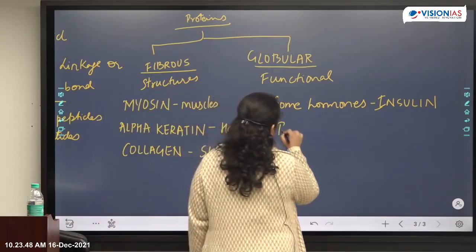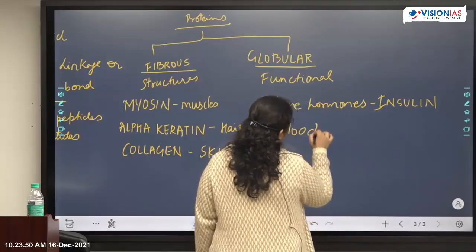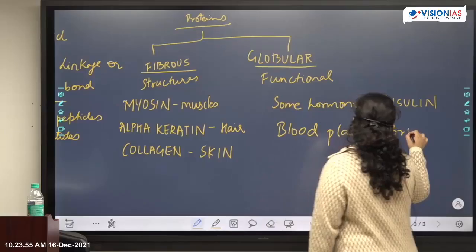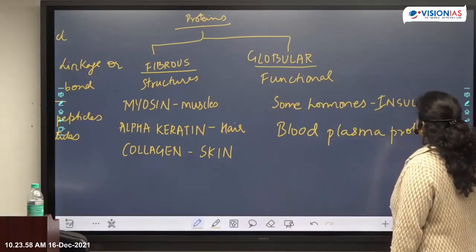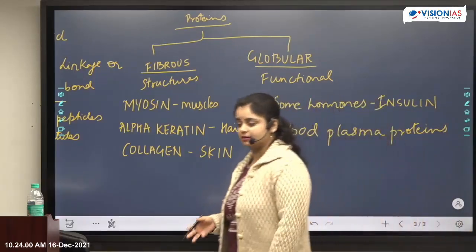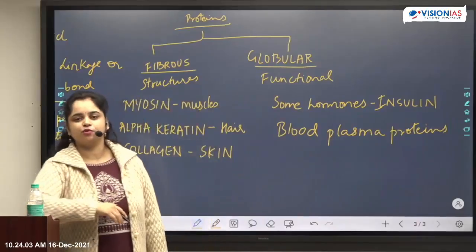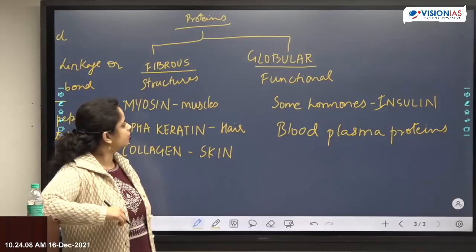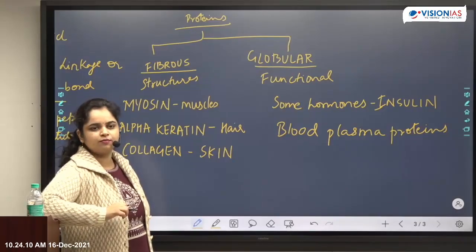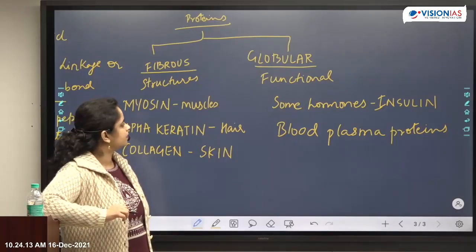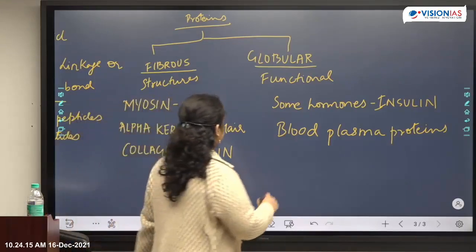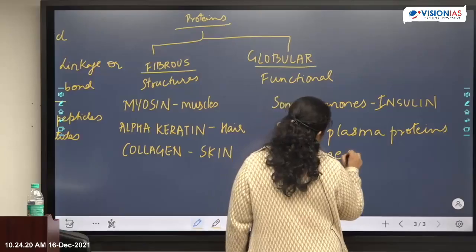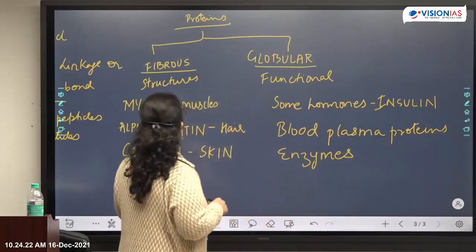The next example which we can take is blood plasma proteins. So there are some proteins which are found in the blood. When we study blood, at that point of time we will see what are their exact functions, but here we can note them down. They are also globular proteins. Okay. The third one is enzymes. All the enzymes are globular proteins.